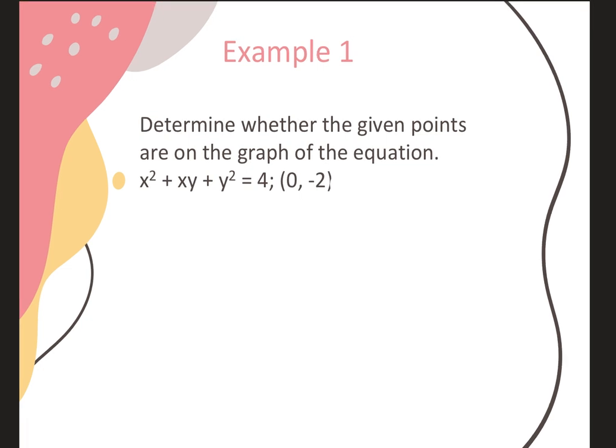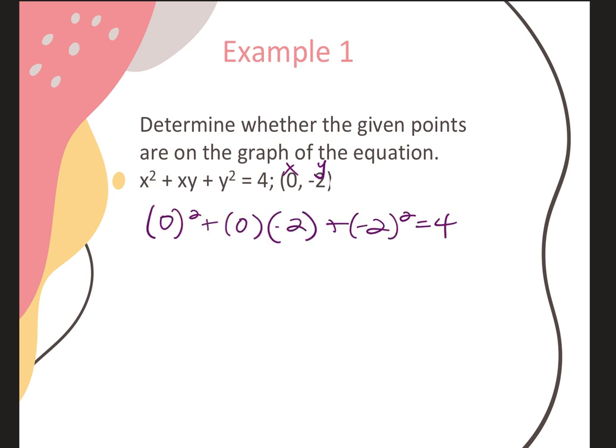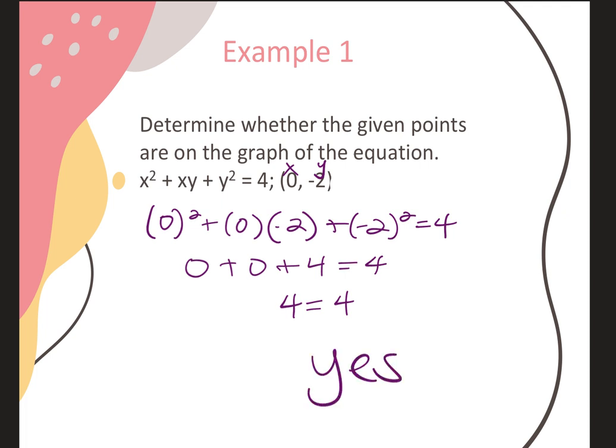0 is my x. Negative 2 is my y. And I'm going to plug them in. Everywhere there's an x, I plug in a 0. Everywhere there's a y, I plug in a negative 2. Then I'm going to simplify it. So 0 squared is 0. 0 times negative 2 is also 0. And negative 2 squared is 4. And I get 4 equals 4. True statement? Yes. So the answer is yes. That point would be on the graph of that equation.